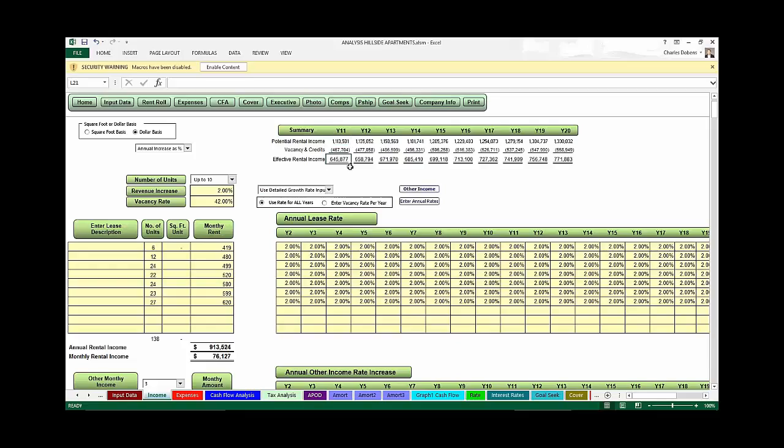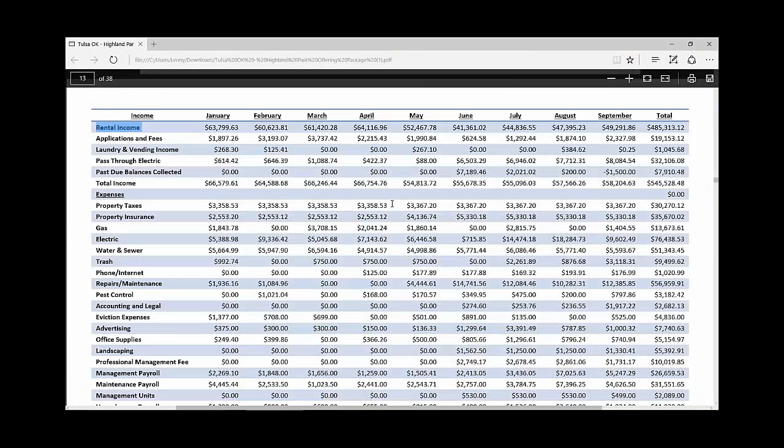According to their trailing 12 financials, or 9 months of the trailing 12, it's going to collect $645,000. To get from 1.113 to 645, I need to collect 42%. I need to input a vacancy rate of 42%. That's not that great. That property's not running all that well. So there are other income that we have to put in here.